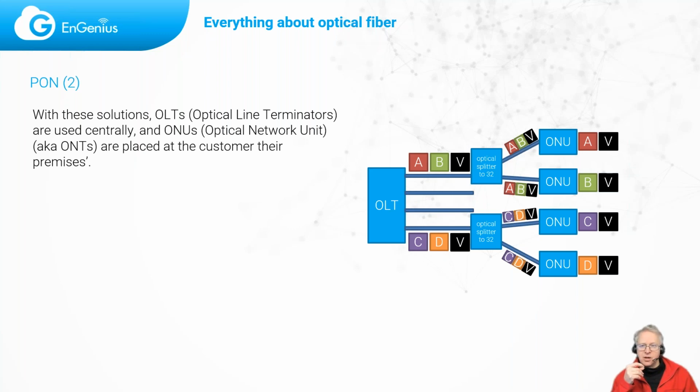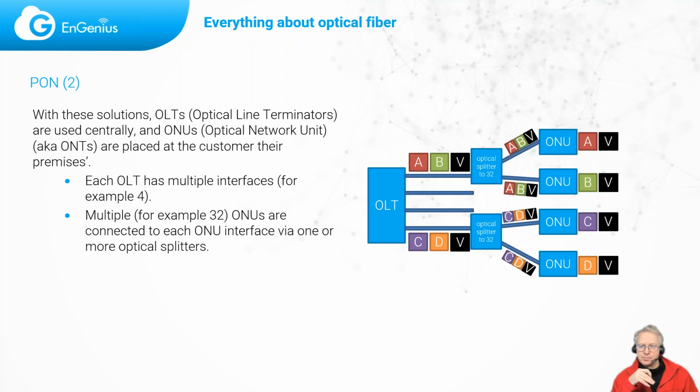So you have the optical line terminators, which are on the side of the ISPs centrally, and the optical network units, which are the customer sides. And you have the optical splitters, which may be in street cabinets or even underground. And then you have very few lines on the OLT, and then split off to the different sites, the different houses in the street.